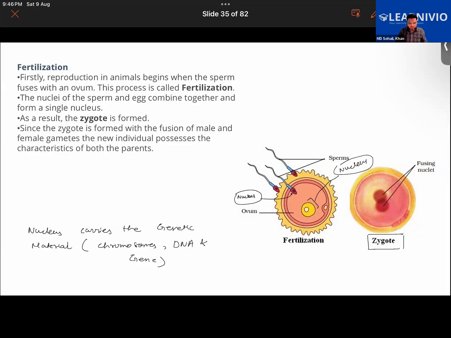Since the zygote is formed as a result of the combination of both sperm and ovum, it will have characteristics of both male and female parent. The sperm comes from the male parent and the ovum from the female parent, so the zygote will possess the characteristics of both the parents. As the nucleus fuses together and the nucleus carries the genetic material, what is the genetic material? It contains chromosomes, DNA, and genes. Getting it, guys?